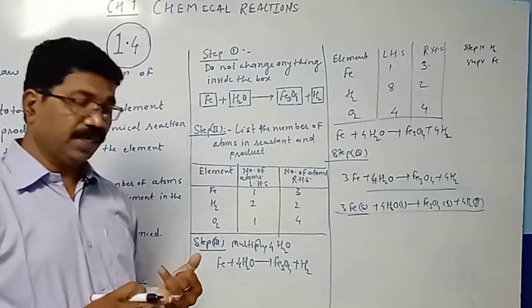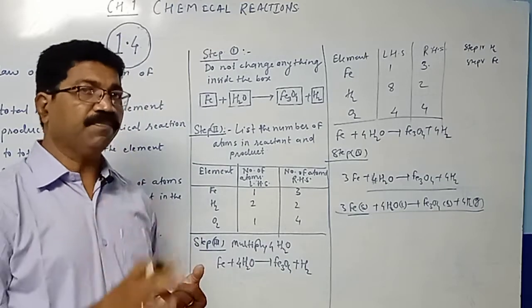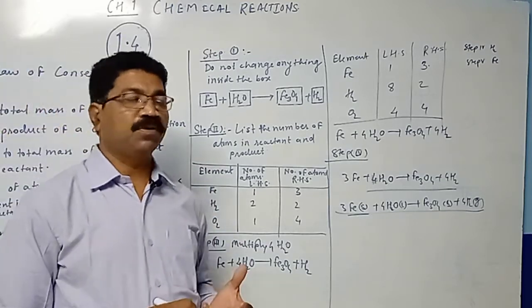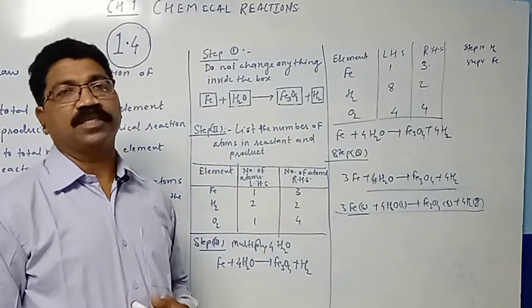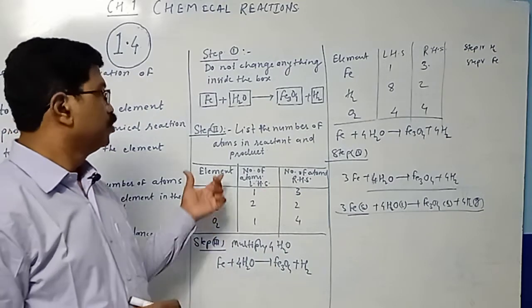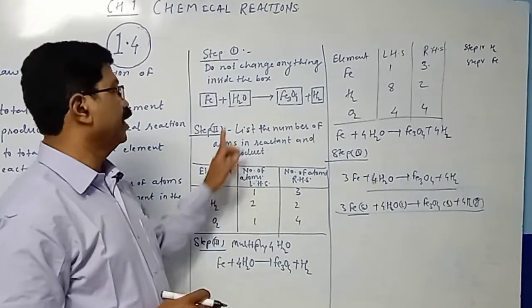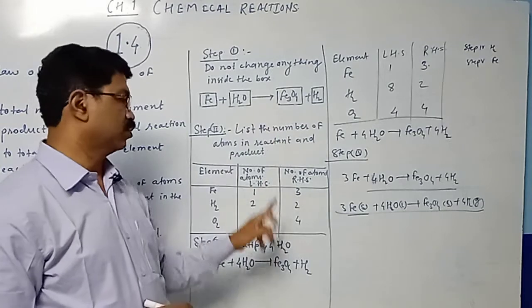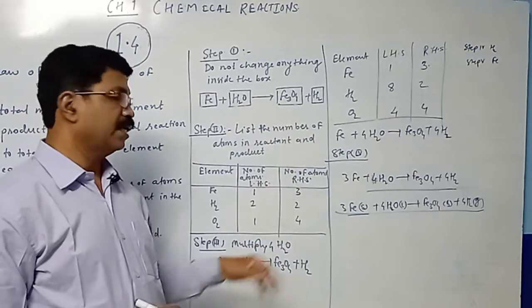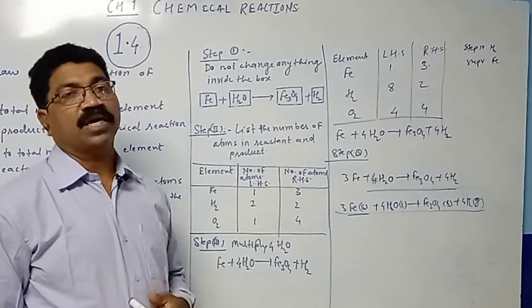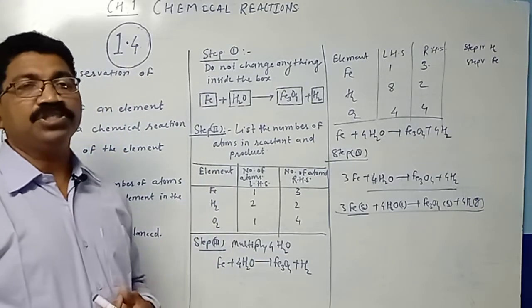So what steps have you taken? Number one, you make boxes around each formula and nothing is to be changed inside the boxes. What about the second step? In the second step, you make a table indicating the number of atoms on the left hand side and the number of atoms on the right hand side. Iron, 1 atom on the reactant side, 3 atoms on the product side. Then hydrogen, 2 atoms on reactant side, 2 atoms on product side. Then oxygen, only 1 atom on reactant side, 4 atoms on the product side. In this way the atoms are counted. Now we come to know that the reaction is unbalanced.